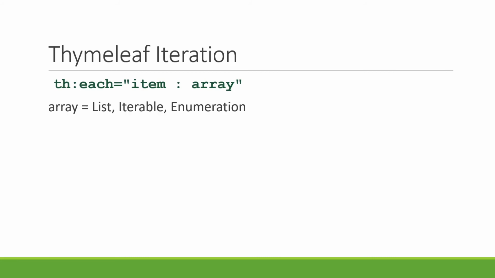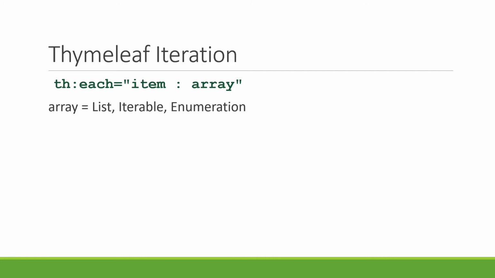So in this case, array refers to any array, list, or any other collection or anything that implements java.util.Iterable or anything that implements or inherits from Enumeration. So any enumeration will work as well.